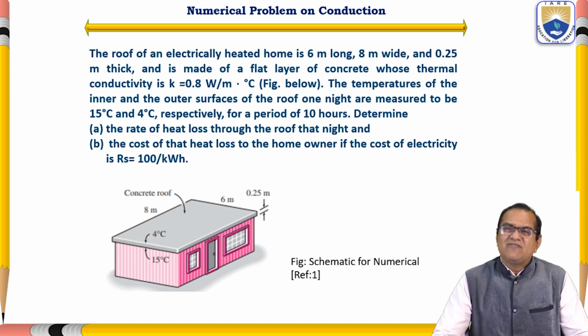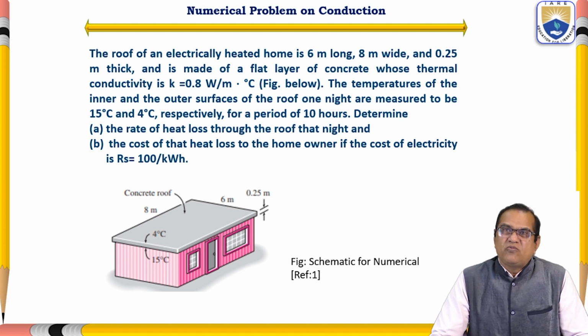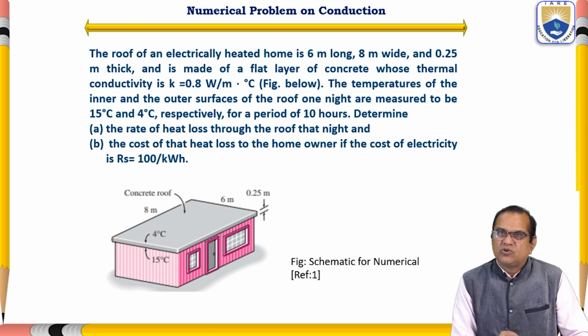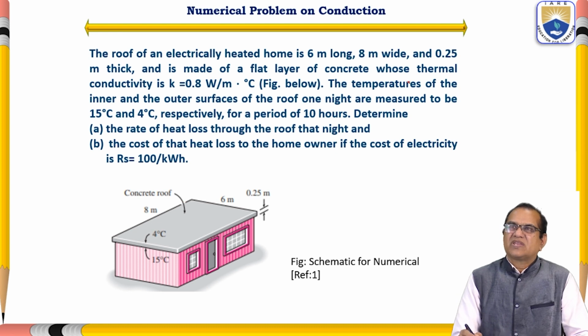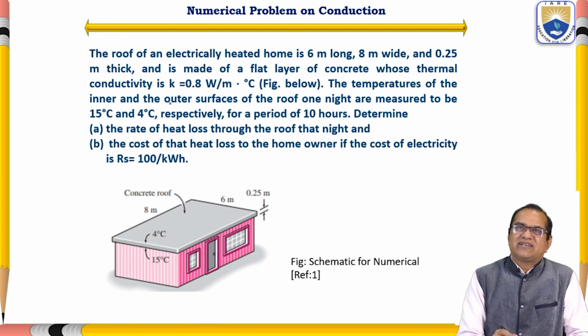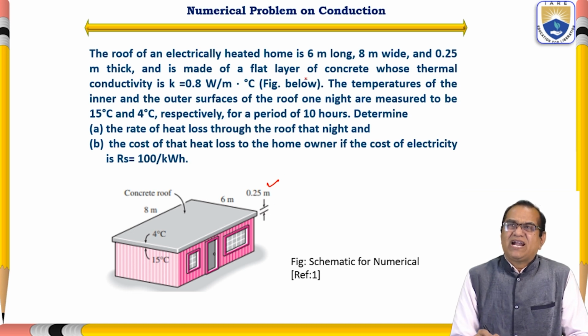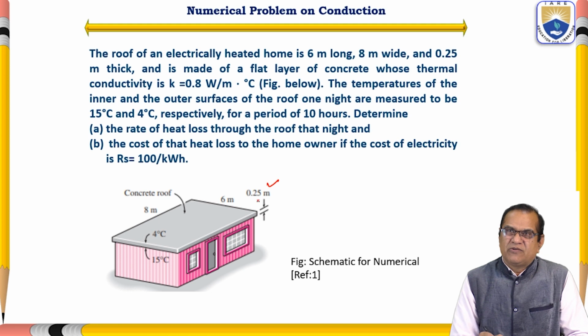So we will see one small numerical on this topic. The roof of an electrically heated home is 6 meter long, 8 meter wide, and 0.25 meter thick. You can see one house here. The thickness of this roof is given as 0.25 meter, and it is a flat layer of concrete whose thermal conductivity K is 0.8 watt per meter degree centigrade, as in the figure below.